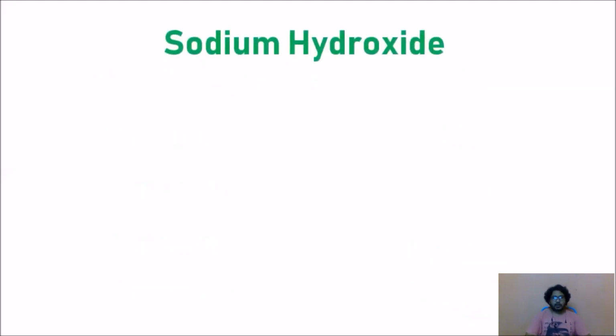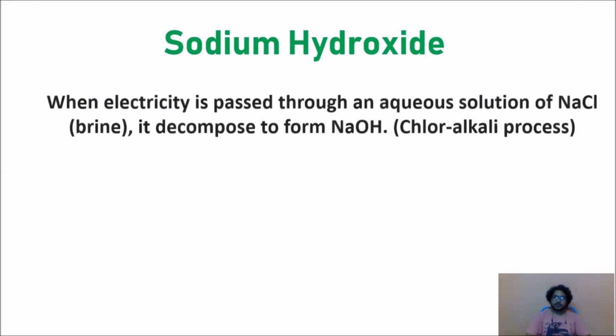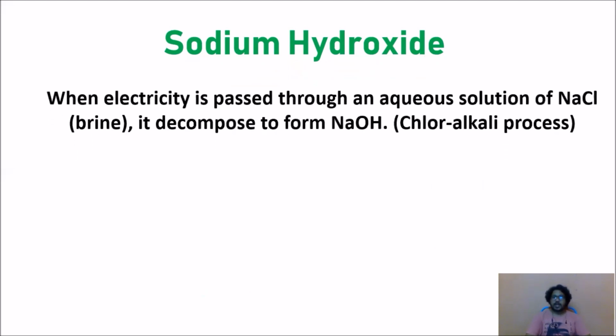Now, in this video, we are going to see two salts, that is sodium hydroxide and bleaching powder. First let us see sodium hydroxide. The chemical formula of sodium hydroxide is NaOH, and how is that sodium hydroxide formed? When electricity is passed through an aqueous solution of NaCl.